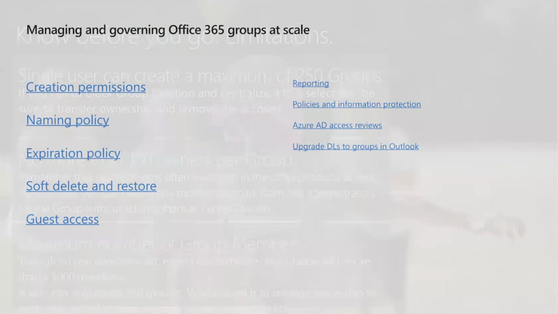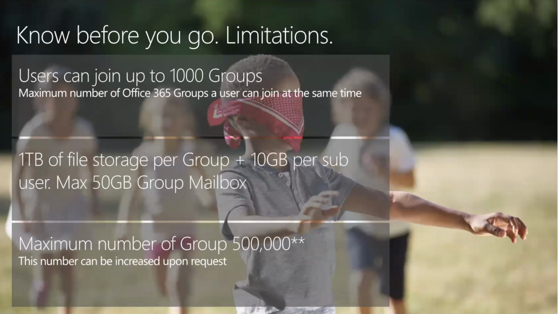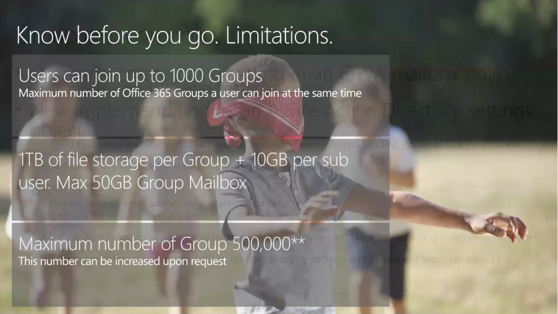But essentially, first you need to know your limits, and I talked about some of them beforehand. That maximum number of group members, about 1,000. Users can join up to 1,000 groups, maximum number of Office 365 users can join at the same time. You've got certain size limits, and I'll let you look at all of this.